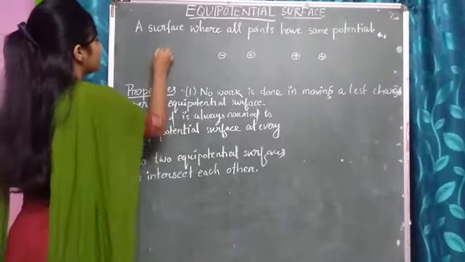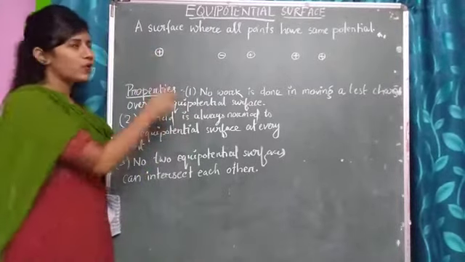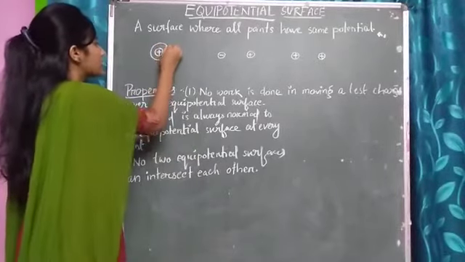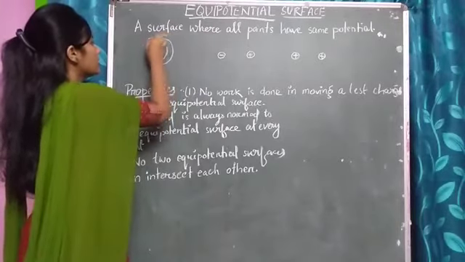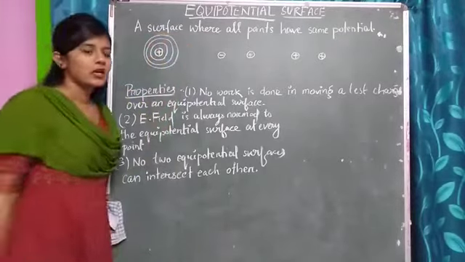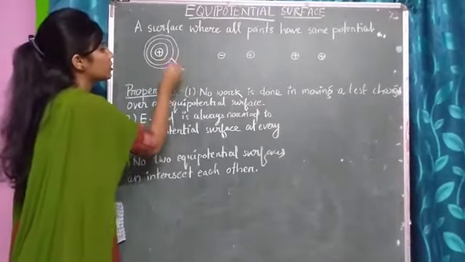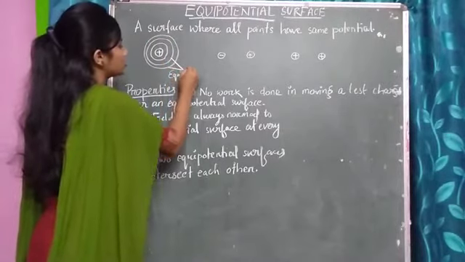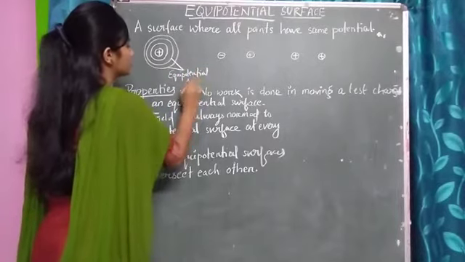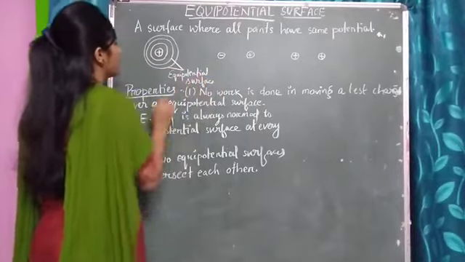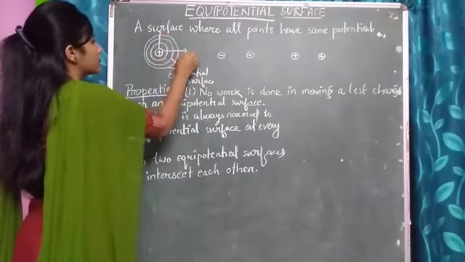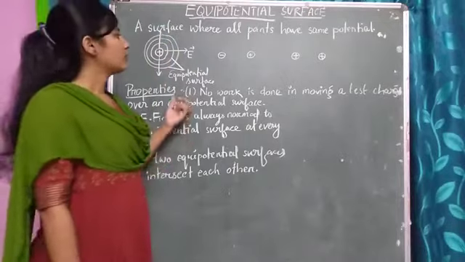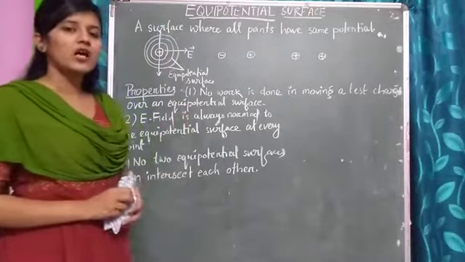So I conclude that the equipotential surfaces for a point charge are concentric spherical surfaces, that is V, for a positive charge. These concentric spheres represent the equipotential surfaces, and I can represent the electric field direction like this. For different configurations, we will have different kinds of equipotential surfaces.